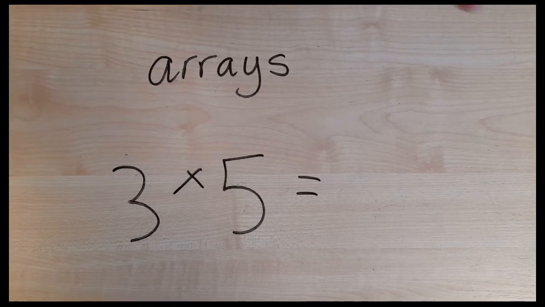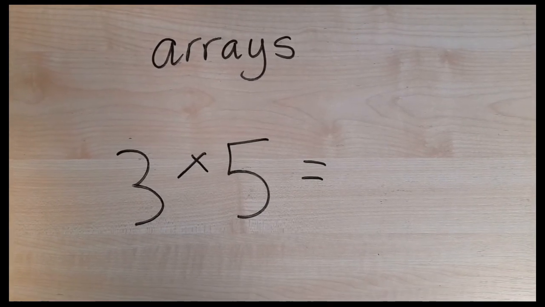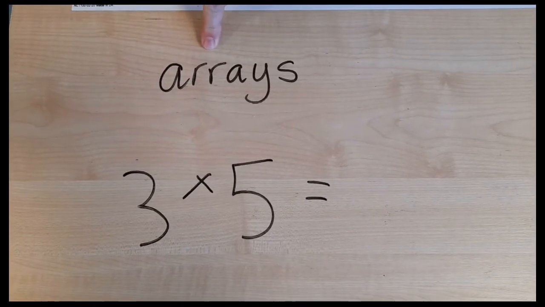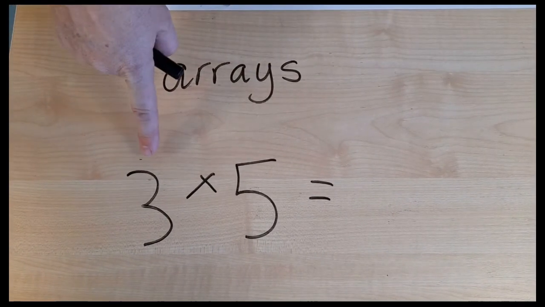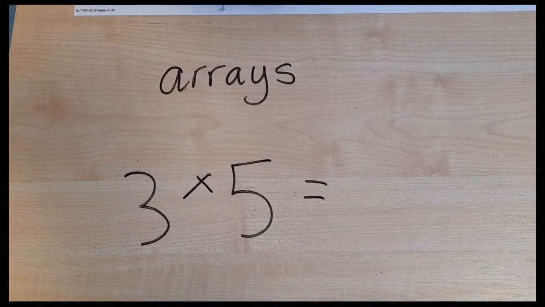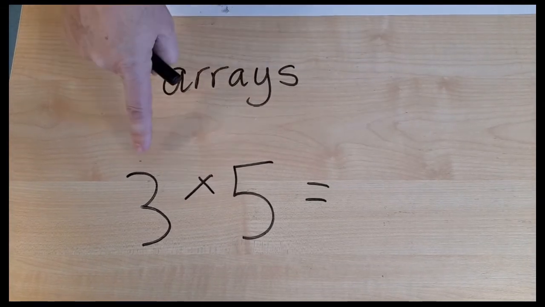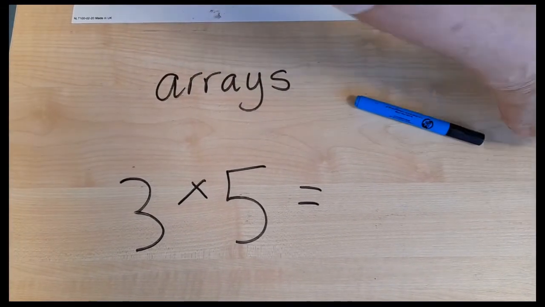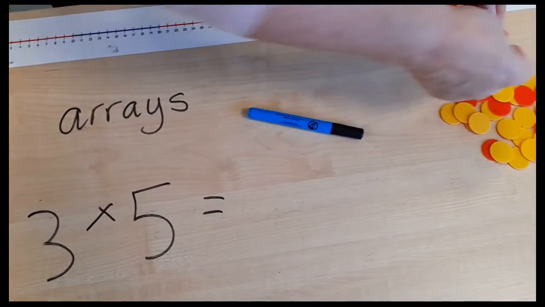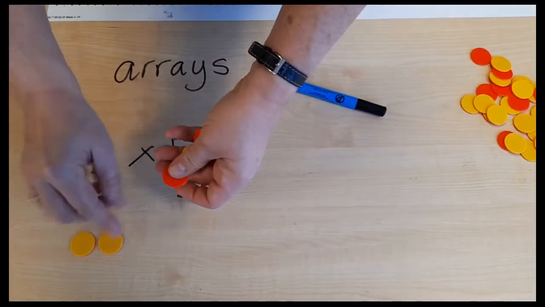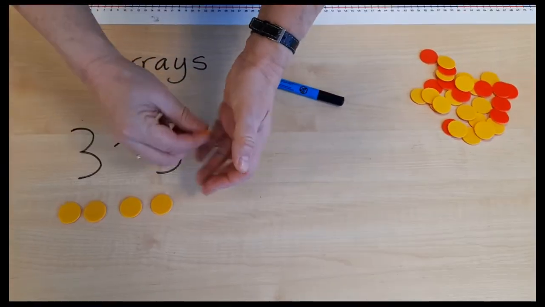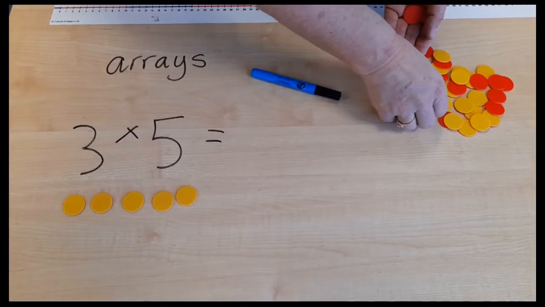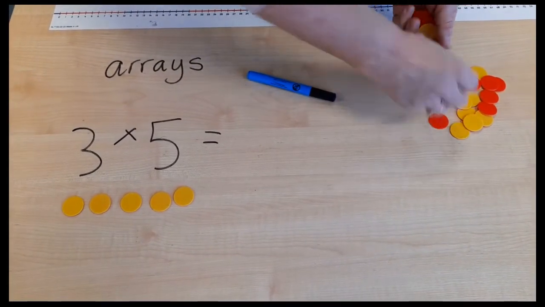Okay everybody, we've done now a couple of different methods. So let's have a look at arrays. What are arrays? Our calculation is 3 times 5. So far I know that means 3 groups of 5. So I'm going to get 1, 2, 3, that's 1 5. I need 3 of them. 1, 2, 3, 4, 5.